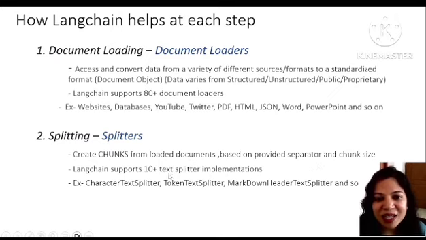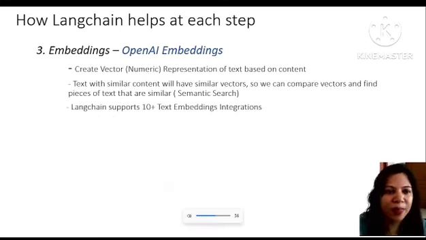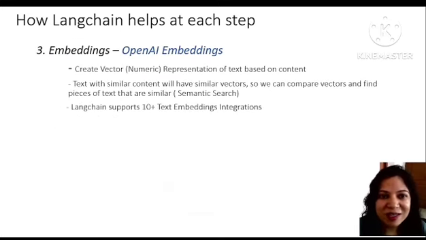Langchain supports 10 plus text splitter implementations. And some examples include character text splitter. Based on the tokens, we can split the text, which is a token text splitter. Markdown header text splitter, which is a splitting based upon the headings, and so on. Next step in the process is the embeddings, wherein the vector representations or the numeric representations of the text based upon the content of the data is created.